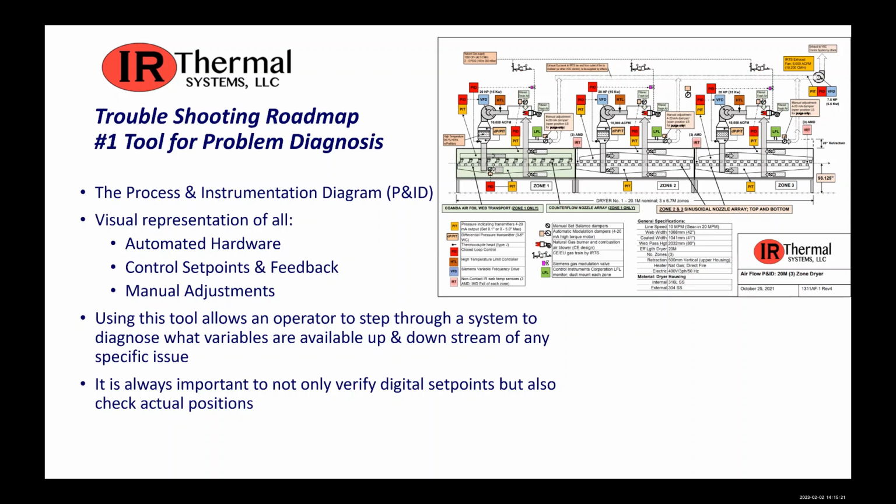It should show all the automated hardware, control set points and feedback where they are, as well as any manual adjustments that are available within the system. Using this tool allows the operator to step through a system and notice what variables are upstream and downstream of any.